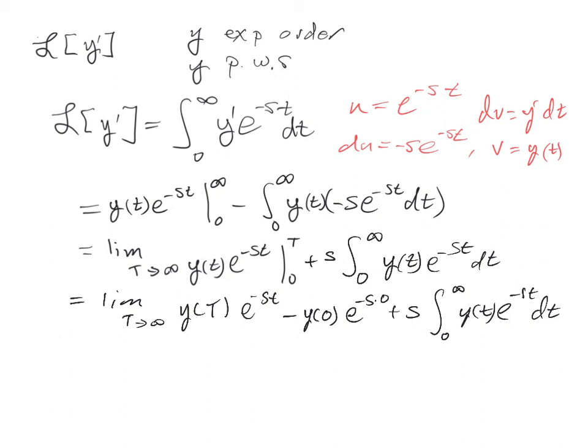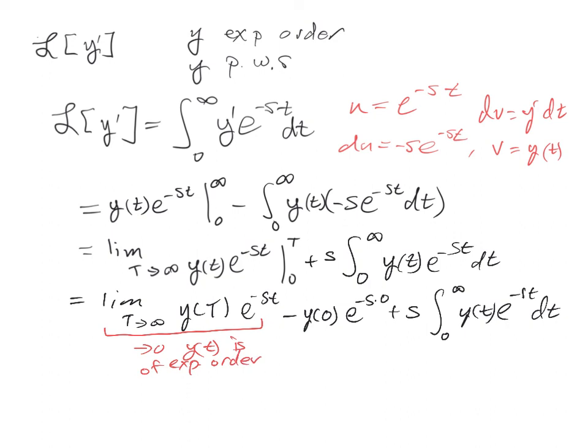Now, in this first term, we notice that we're going to want to have some of these terms go to 0. And we said before that y of t is of exponential order. So that exponential order of the y of t and the e to the negative st is going to have a limit going to 0 because of the fact that the y of t is going to grow smaller than the e to the negative st decays. So again, this limit is going to be 0 because y of t is of exponential order.